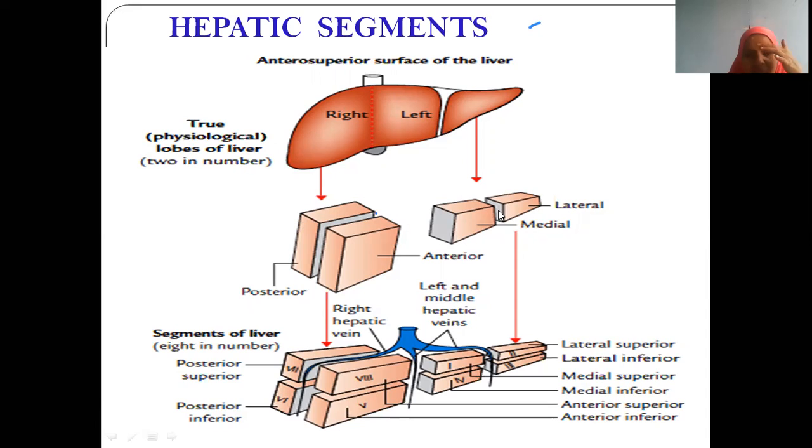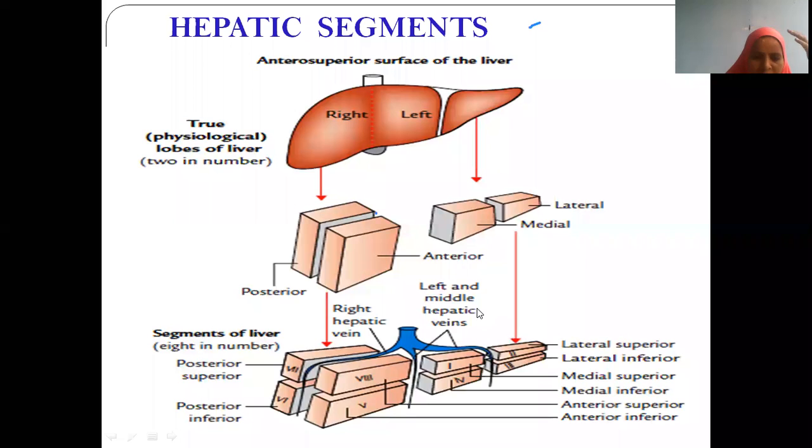The left lobe is further divided into medial and lateral. In the medial, you have antero-superior and antero-inferior. From the anterior aspect you are seeing this one. As you go to this side, this is the lateral compartment. The lateral one will also have lateral superior and lateral inferior. Again here we have medial superior and medial inferior.